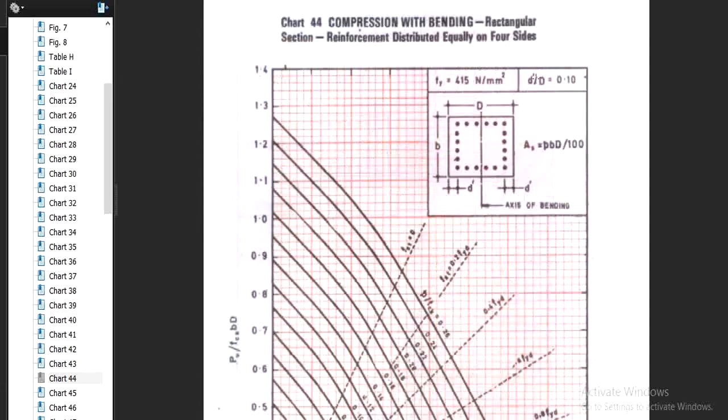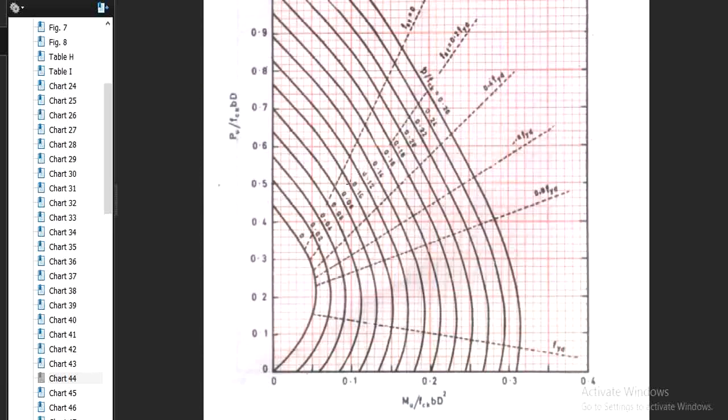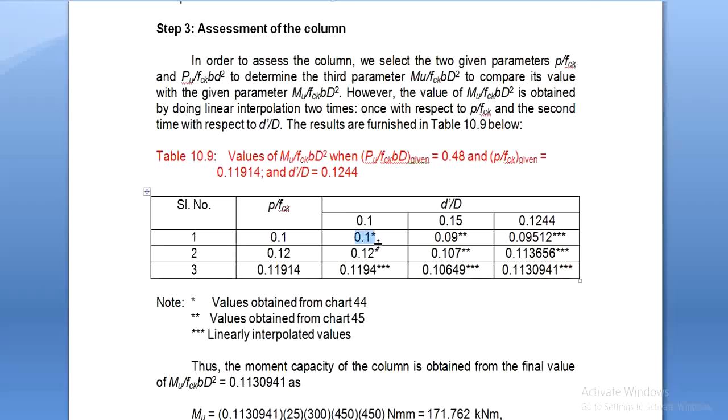I have selected the chart which has the value of d dash by D as 0.1. Again, the value of P divided by fck curve which I selected was 0.1, and from the 0.48 value, which is Pu by fck bD, I am going to find out the value of Mu divided by fck bD. Fortunately it is also coming to 0.1 only, so I have written here 0.1.